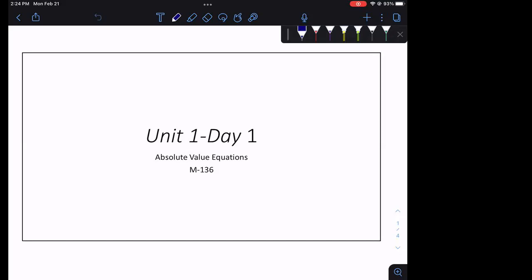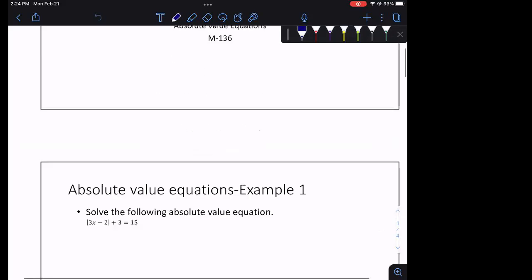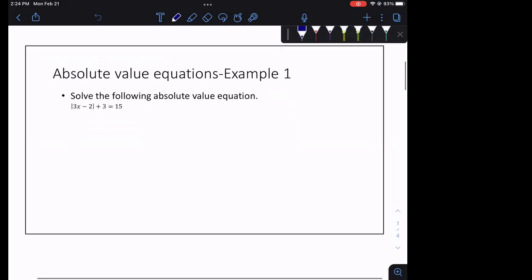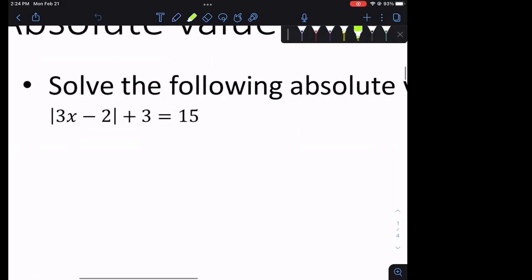So we're going to look at absolute value equations. In order to solve absolute value equations, you first of all have to isolate the absolute value. So in this case, we want to isolate the 3x minus 2. So we want to get it on one side by itself.